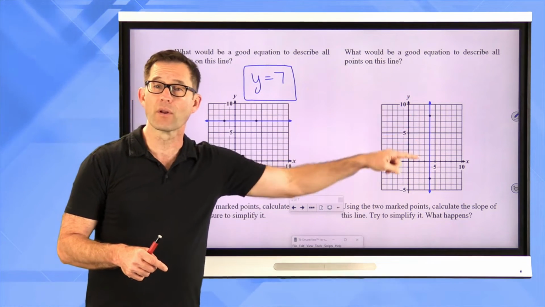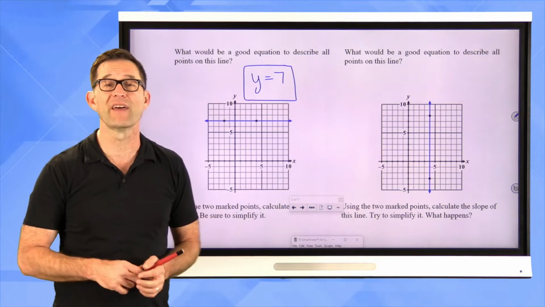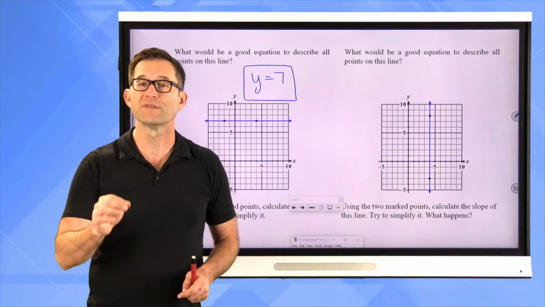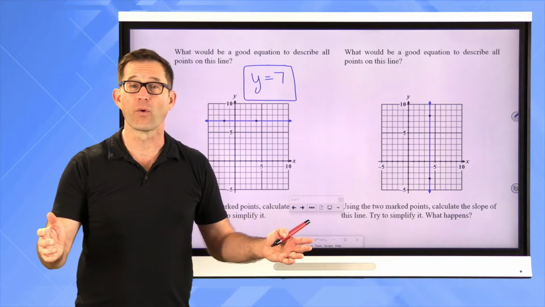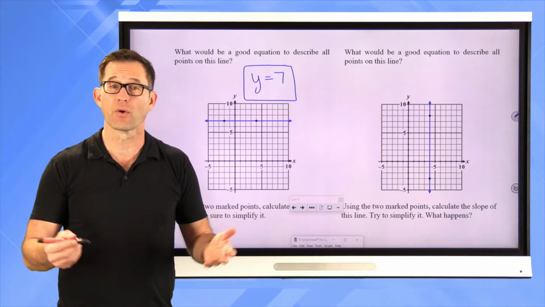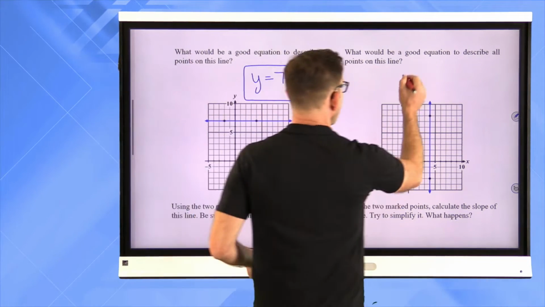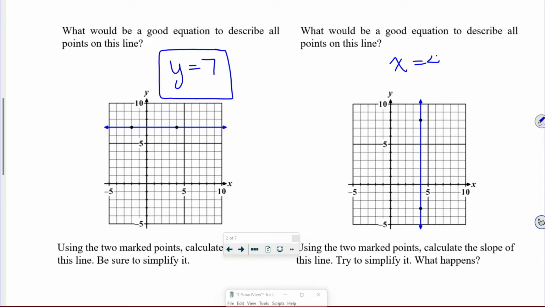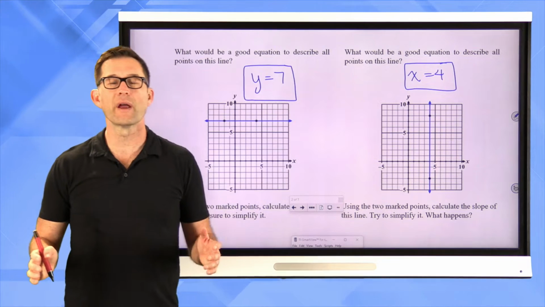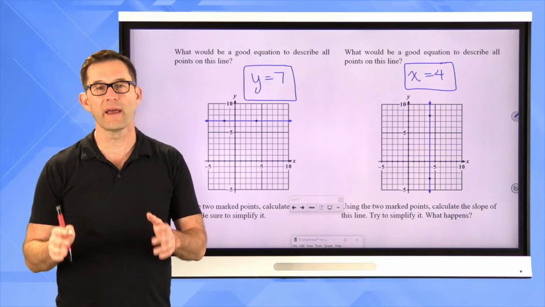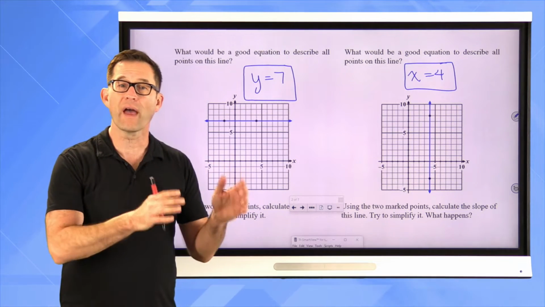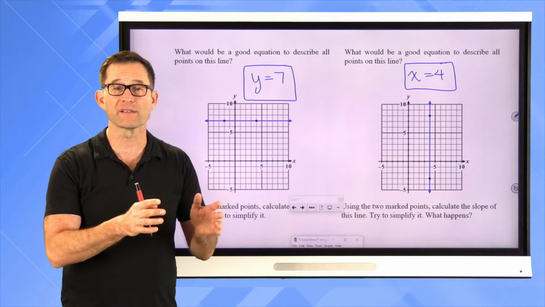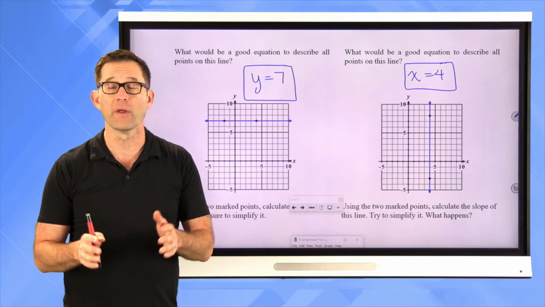Now in terms of the vertical line, remember we talked here about the fact that every x-coordinate was equal to 4. And therefore, that is a wonderful equation to describe all the points that lie along this line. X equals 4. Very, very strange because we're so used to slanted lines having both the x variable and the y variable in the equation.